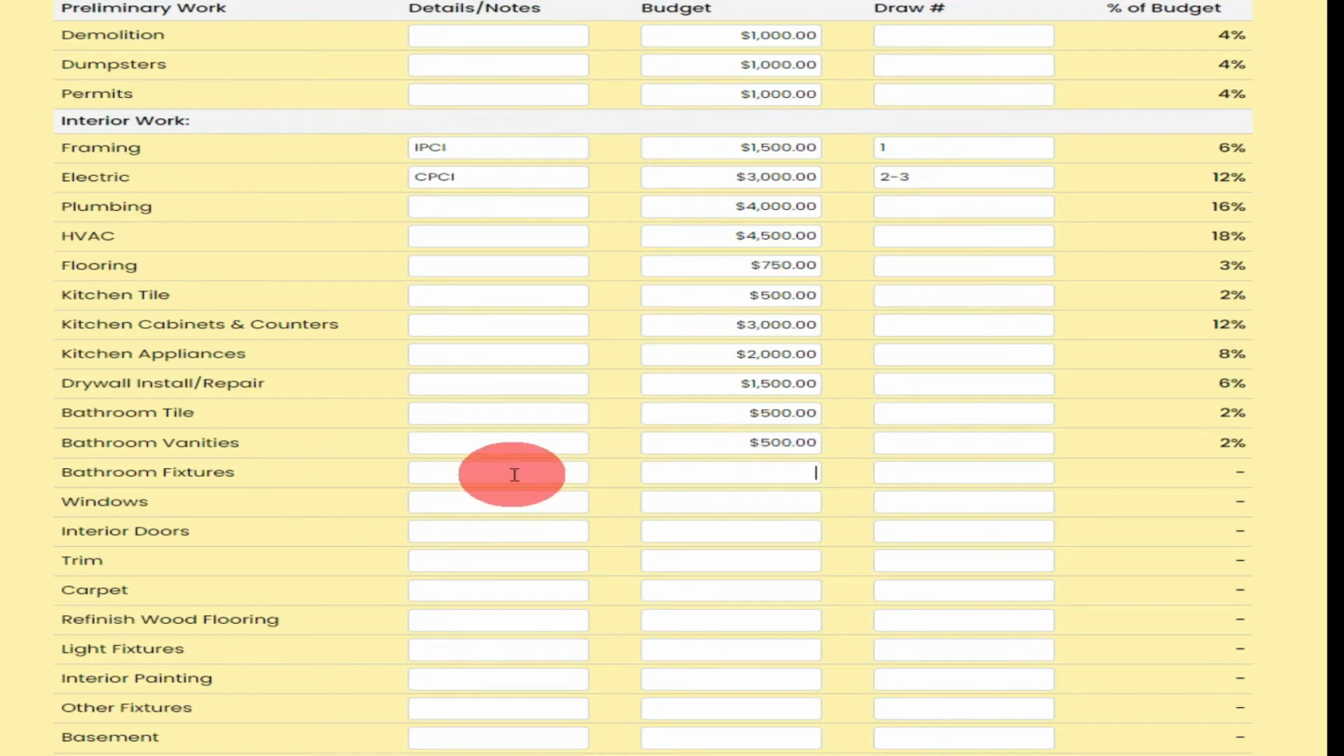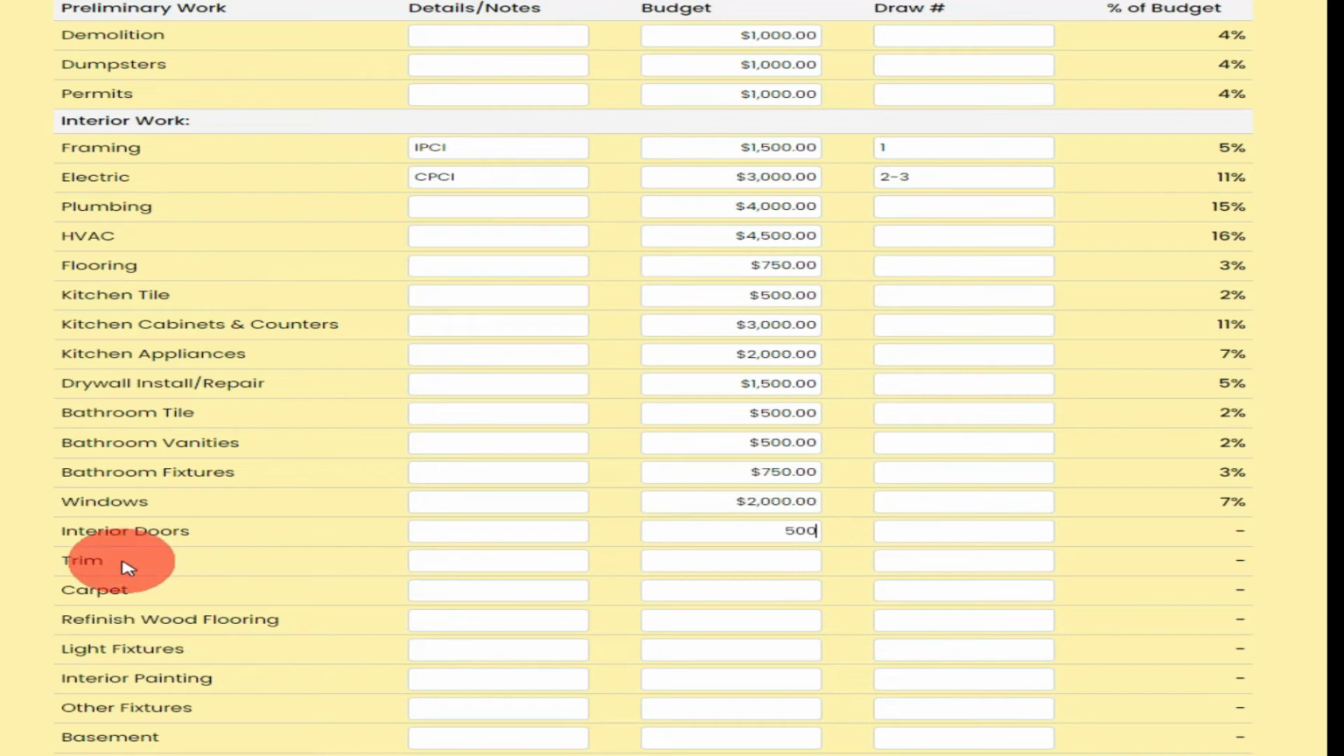Bathroom fixtures, here I'm usually talking about my tubs, my toilets, and my faucets. Let's say I want $750 for that. Let's say I'm buying windows for my contractor to install. Let's just say I'm spending $2,000 on windows. Interior doors, if we're just getting the door slabs with the knobs and stuff, let's say $500.